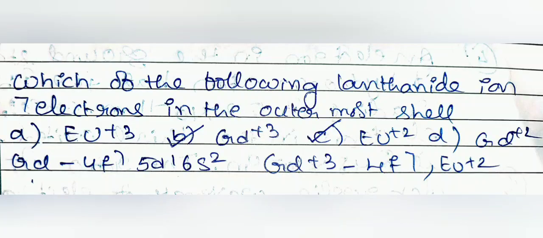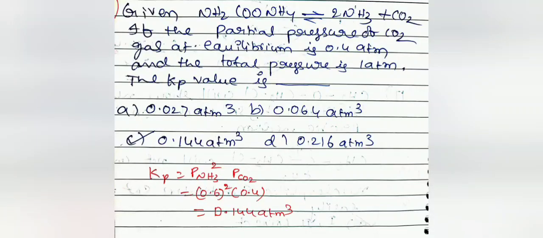Next one from f block elements, which of the following lanthanide ions has 7 electrons in the outermost shell? If we consider gadolinium Gd plus 3 and Eu plus 2, both have 7 electrons in the f subshell. Next one is again from the equilibrium chapter.